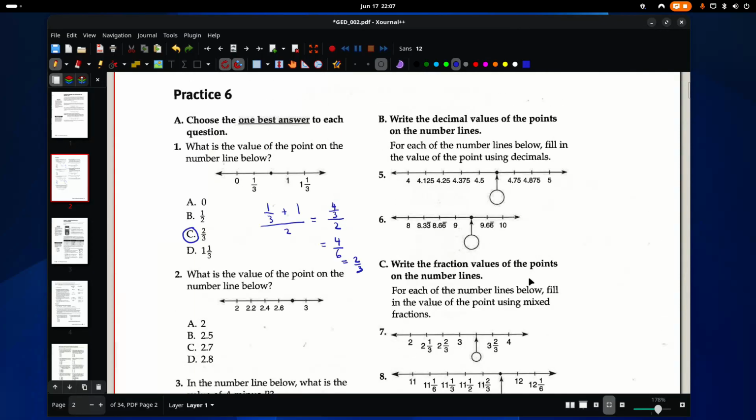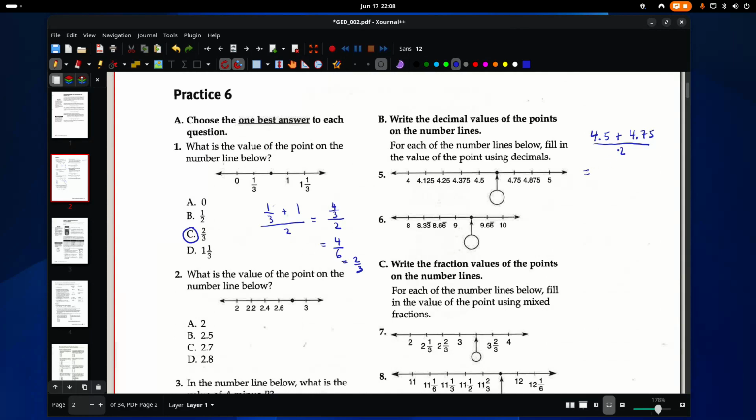Let's take a look at some decimal values here. These are a little bit different. Number 5, for each of the number lines below, fill in the value of the point using decimals. So this is a value that's right in the middle between 4.5 and 4.75. Again, similar to what we did before, we can add those together and divide by 2 to find the point that's midway between them. So 4.75 plus 4.5, and then we divide that whole thing by 2.